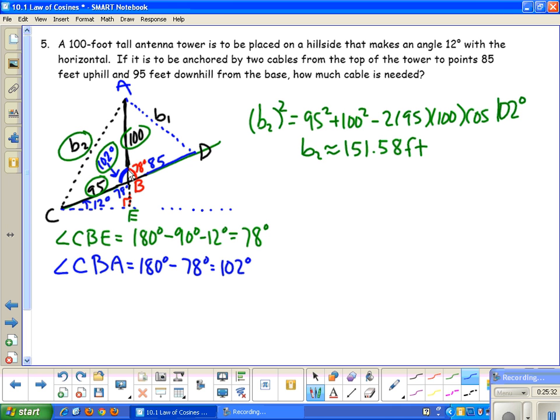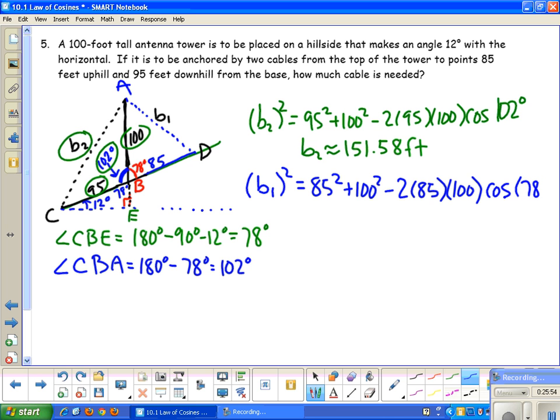And now I can go ahead and solve for B1. So the length squared would be equal to, because don't forget you have to take the square root of your answer after you plug it into your calculator, B1 squared would be equal to 85 squared plus 100 squared minus 2 times 85 times 100 times the cosine of 78 degrees. So when I plug this into my calculator and then take the square root of it, B1 is about equal to 117.01 feet.